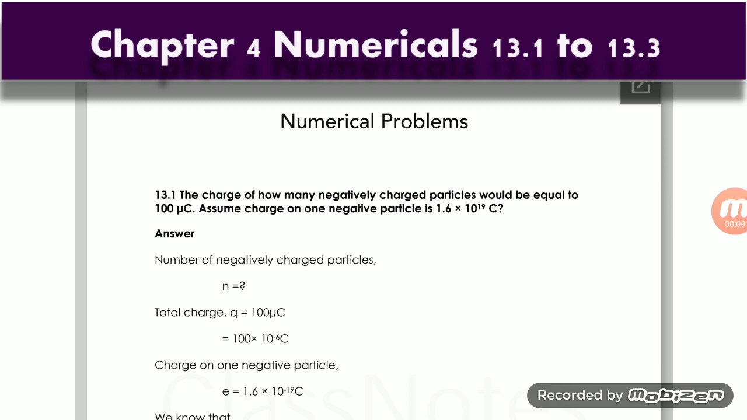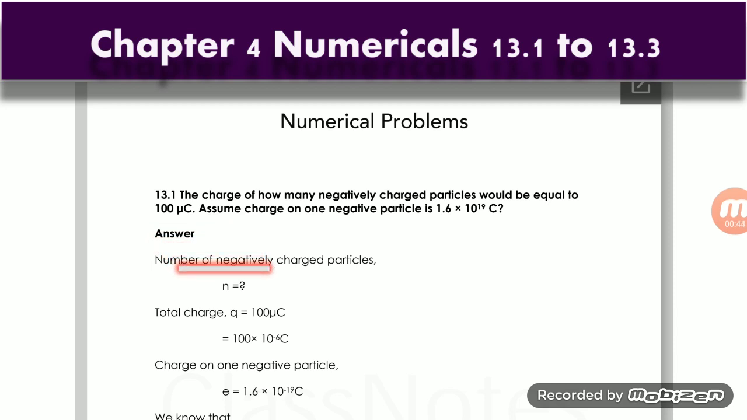We will solve some numericals from our chapter electrostatics, and numerical number 1 is: the charge of how many negatively charged particles would be equal to 100 microcoulombs. Assume charge on one negative particle is 1.6 multiplied by 10 raised to power minus 19 coulomb. So what do we have to find here? They have given us the amount of charge that one negative particle produces, which is 1.6 multiplied by 10 raised to power minus 19 coulomb, and how many of these particles would make a charge equivalent to 100 microcoulomb. That's what we have to find.